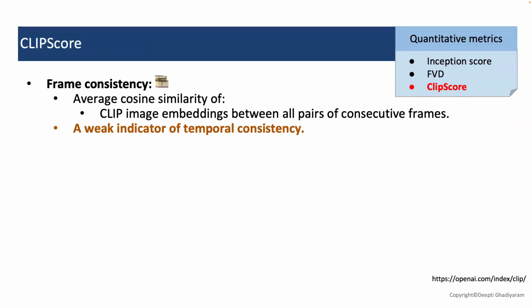So the third popular metric that's used widely is CLIP score. So CLIP, again, as Jay had introduced, is a model that was released a few years ago. It's a joint embedding space between images and text. So there are two ways one could leverage this feature space. One is to measure frame consistency. Given a generated video, you could compute feature similarity between adjacent frames, and this could be a loose proxy or a weak indicator of temporal consistency, because you'd want consecutive frames to be closer together in their feature space.